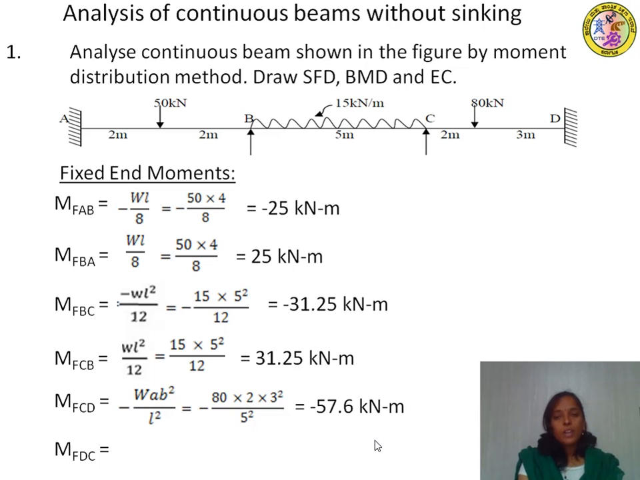Next MFDC, fixed end moment for end DC, that is calculated by using WBA square by L square. B is 3 meter and a is 2 meter. 80 into 3 into 2 square by 5 square, that will be equal to plus 38.4 kilonewton meter. That is the calculation of fixed end moments.